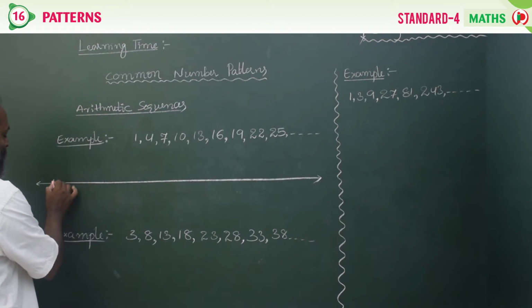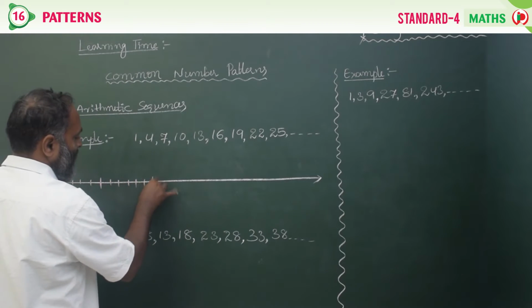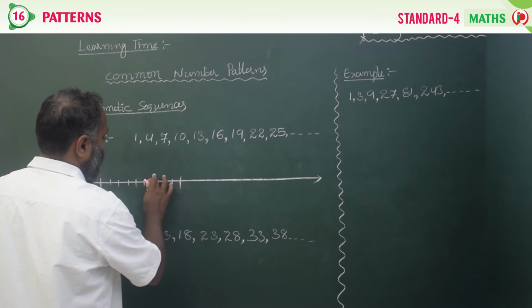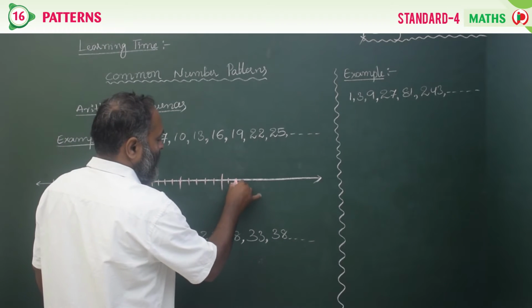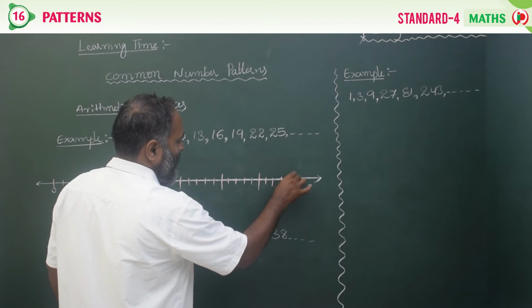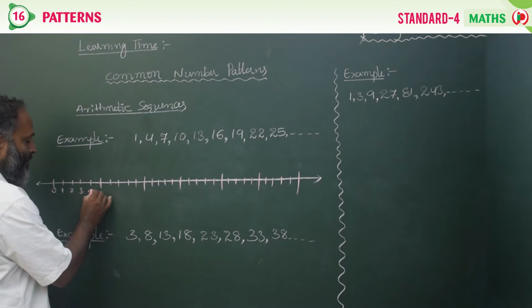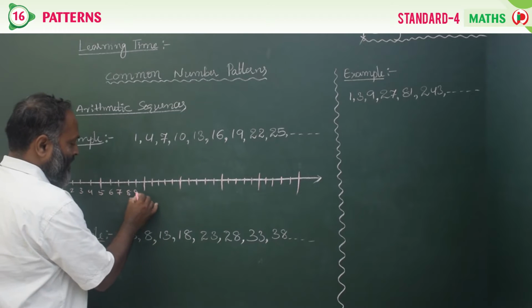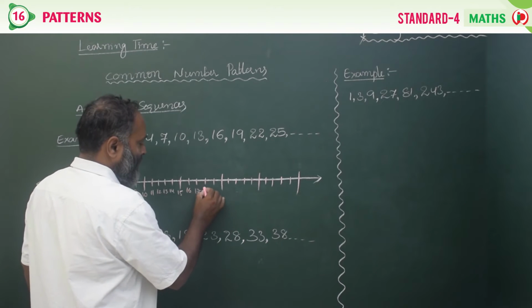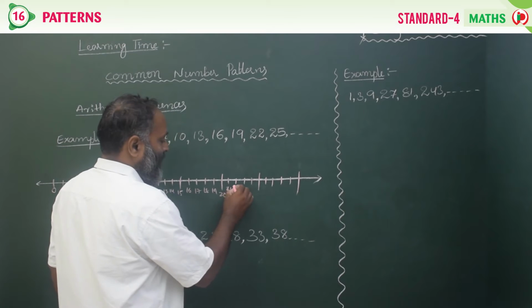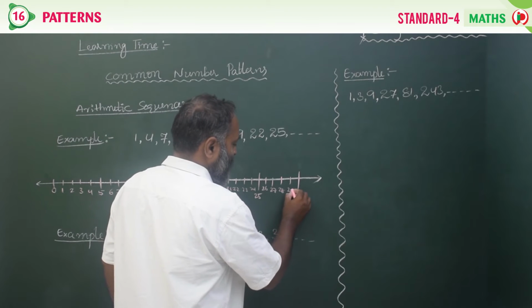So suppose here we have a number line: 0, 1, 2, 3, and so on up to 30. Now write your numbers here, 0 to 30.